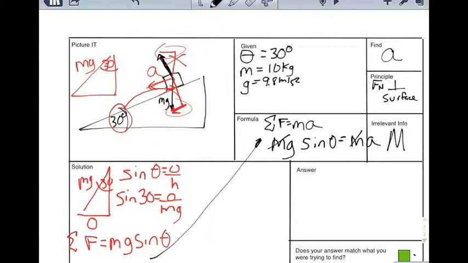It doesn't matter what the mass of the box is, the acceleration of it is going to be the same regardless. So now you can take a look at this and you can say, all right, well now I can plug my numbers in. G sine theta equals a. G is always 9.8. Sine of 30 equals my acceleration. Well, 9.8 times the sine of 30 gives you a value of 4.9. So the acceleration of the box down the incline is 4.9 meters per second squared.